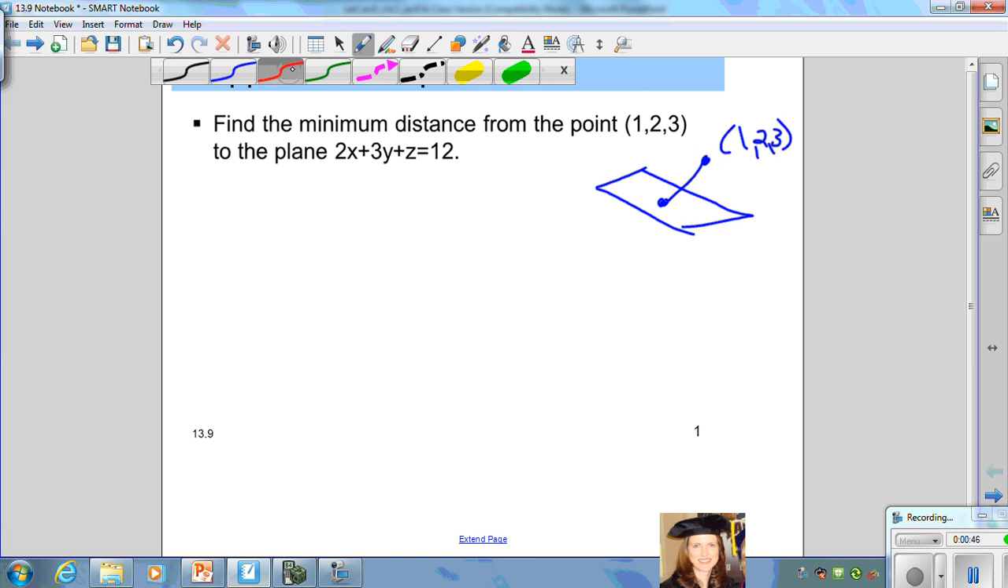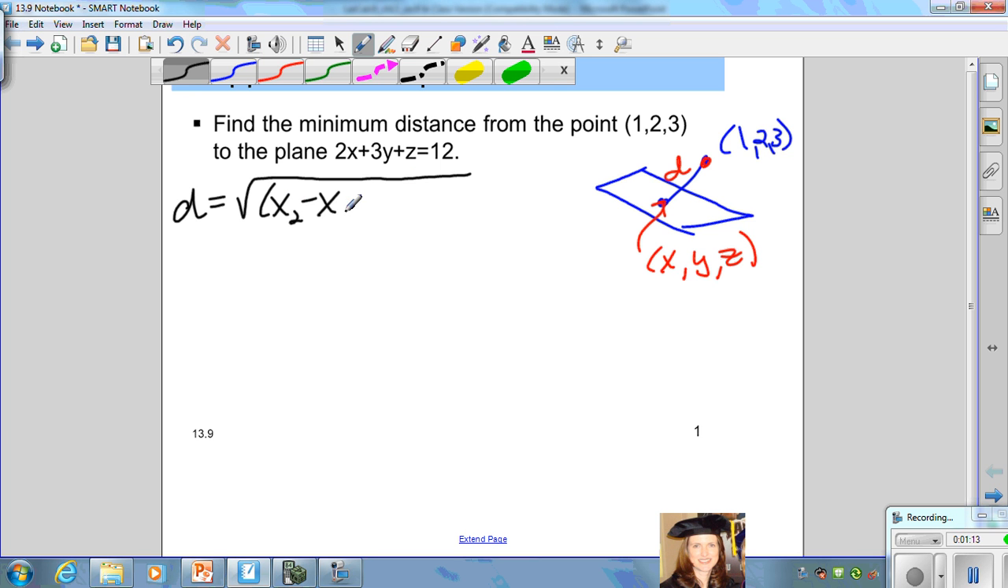So let's go ahead and find an equation for the distance between a point on the plane. Say this point on the plane has coordinates (x, y, z), and this point in space here has coordinates (1, 2, 3). So we want to use the distance formula for the distance between 2 points in space. The distance formula is equal to the square root of (x sub 2 minus x sub 1) squared plus (y sub 2 minus y sub 1) squared plus (z sub 2 minus z sub 1) squared. So that's our distance equation. This is what we're trying to minimize.